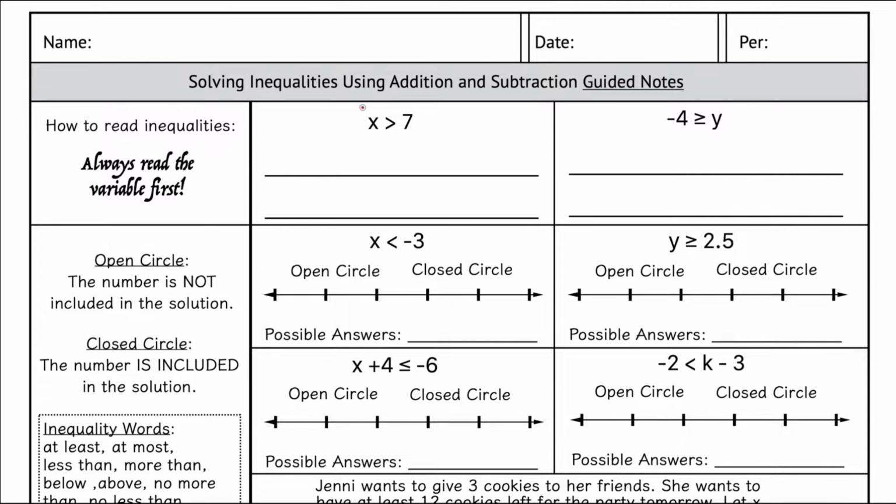A lot of times inequalities are read from left to right, which is actually incorrect. You always have to read the variable first. The rule is always read the variable first. So for example, in this case, x is on the left, so naturally we would read from left to right, and we would read that as x is greater than 7.